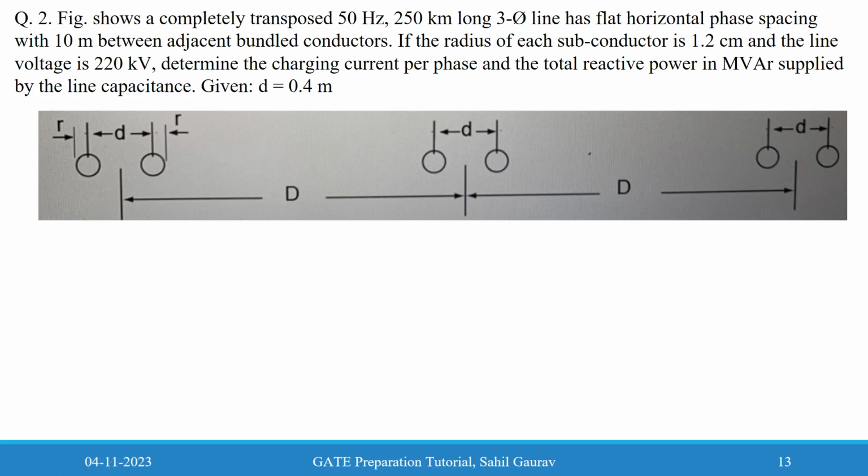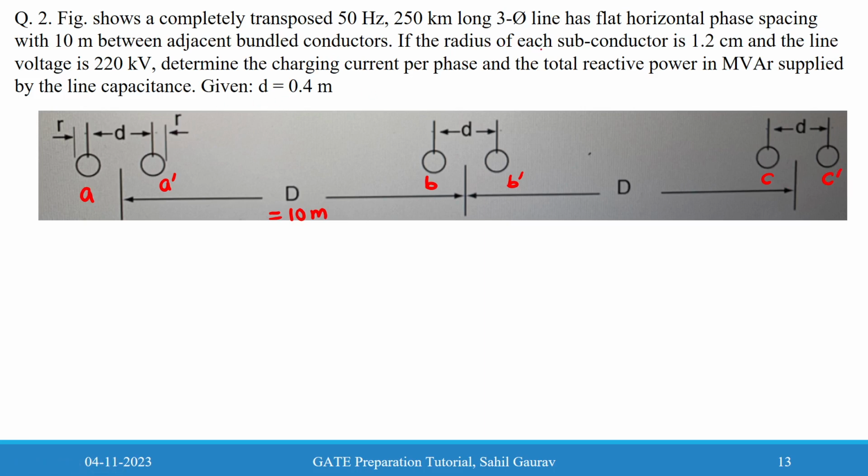So all of you just take your pen and paper out and solve parallelly with me. Here this figure shows a completely transposed 50 Hz, 50 kilometer long three-phase line with flat horizontal phase spacing with 10-meter spaced adjacent bundle conductors. So this distance is given as 10 meter, and this is a bundle conductor having two conductors. So this is for one phase. You can take it as A and A dash, and B and B dash, and C and C dash, the subconductors of a bundle conductor.